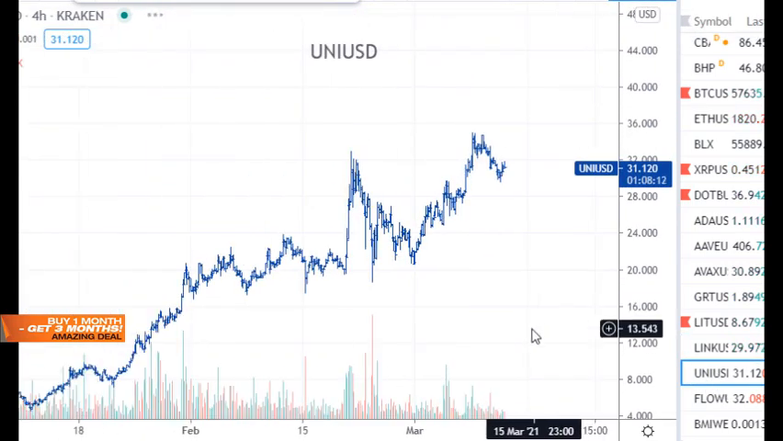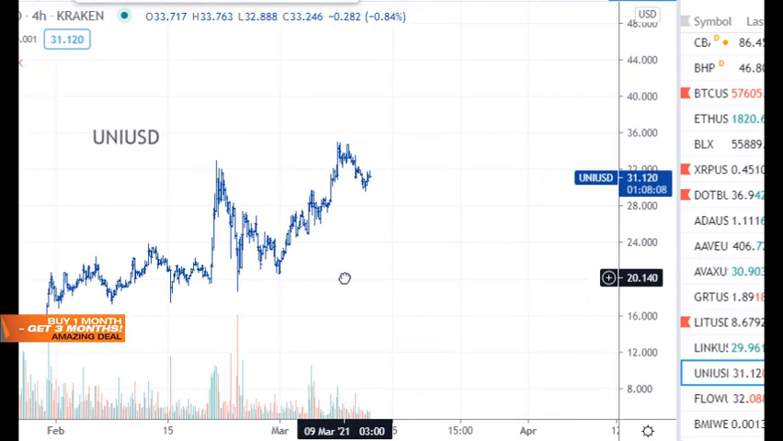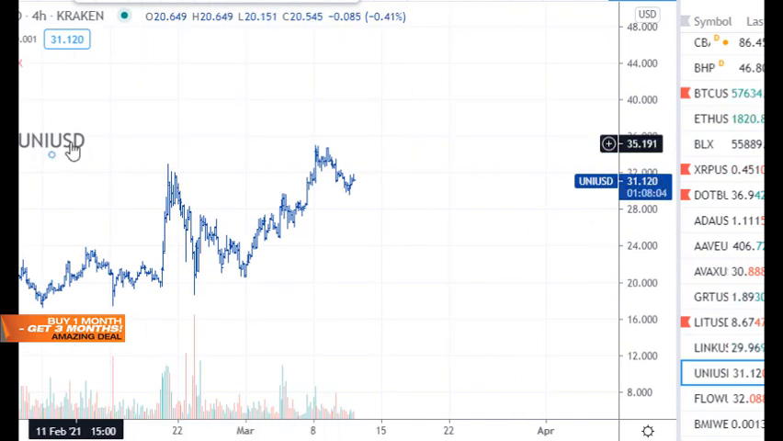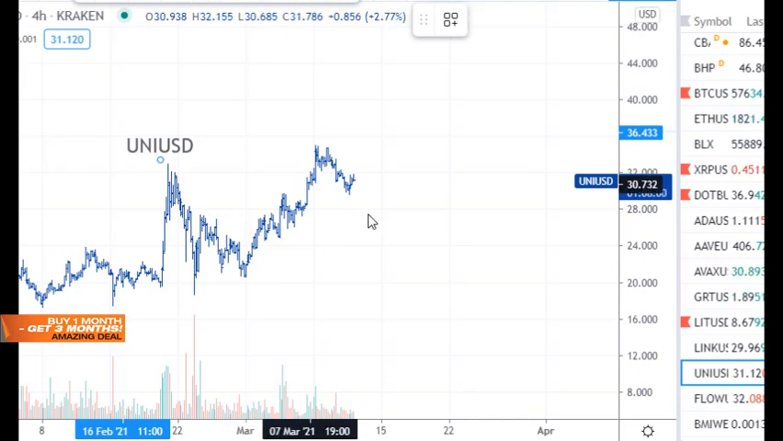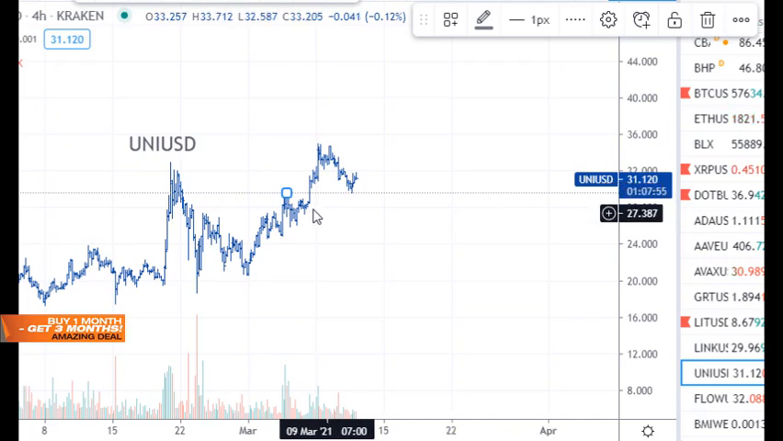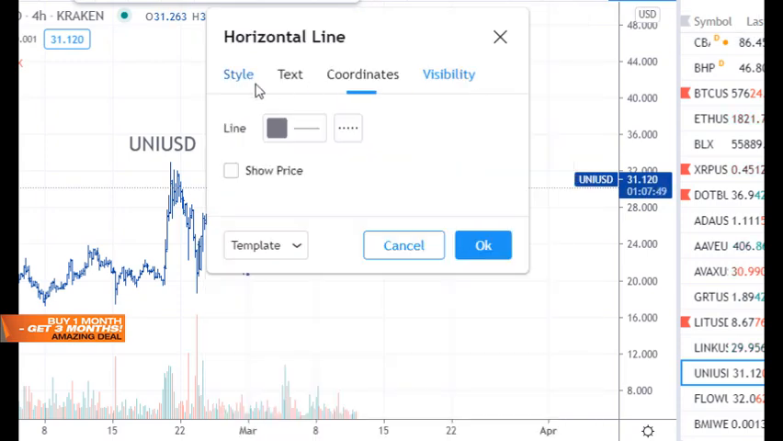This next one here. I wonder if that's Uniswap, I don't know. But let's just have a look at this here a bit. So what we want here is the 30. Close enough for the time being.